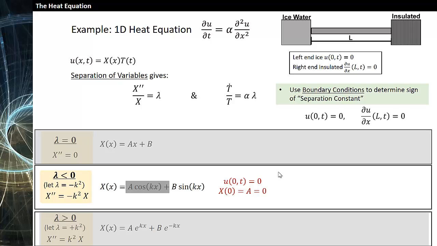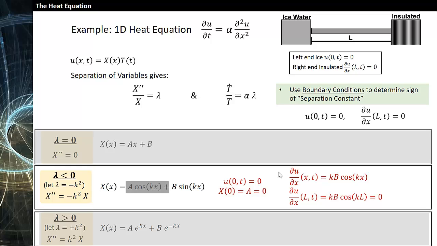Now let's see what happens when we impose our other boundary condition. If we impose our other boundary condition at x is equal to L, we first have to take the derivative of u with respect to x, and then plug in x equal to L. So let's do those separately. The derivative of u with respect to x is kb cosine of kx. And then we impose x equal to L there. That tells us that kb times cosine of kL must be equal to 0.